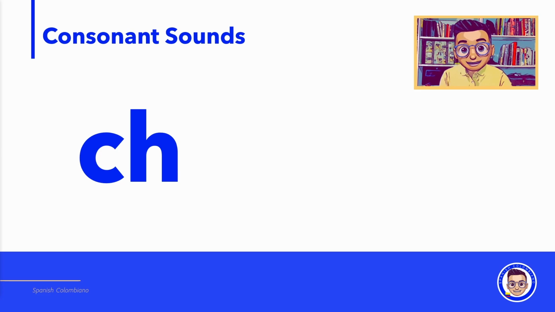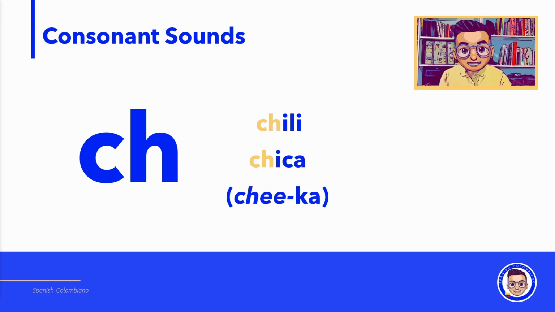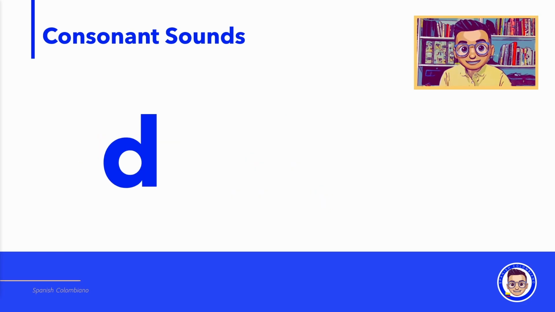You can find this sound in words in English like chili and words in Spanish like chica. Chili, chica. Chica means girl. Ch. Let's see the next one. The next one is d.